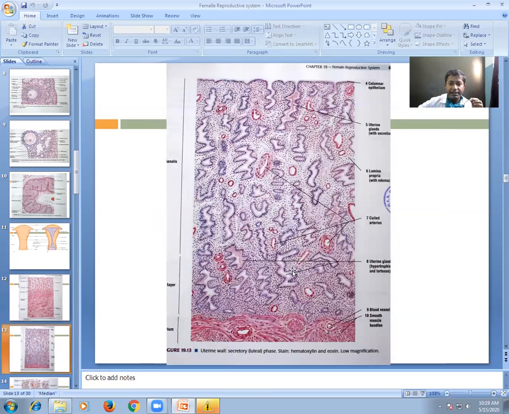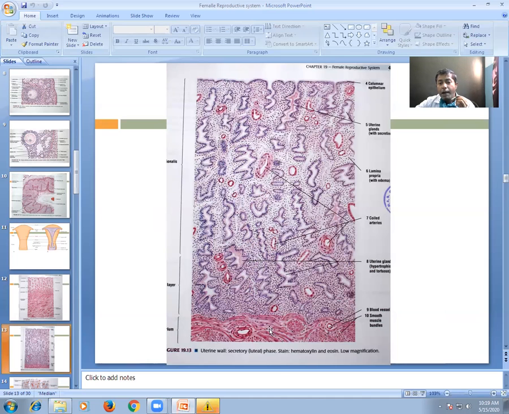So you can see here, this is the secretory phase of the uterus. First is the epithelium, that is the simple columnar epithelium, and below that is the lamina propria. The uterine glands are coiled, with a sawtooth shape. So this is the coiled uterine gland, and these are the structures which are seen in the endometrium.